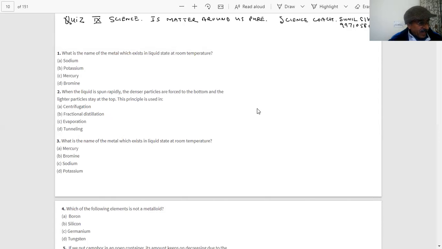What do you use for expressing the concentration of solutions? How do you express the concentration of solutions in your chapter of Matter Around Us? What are you using? Mass percentage. Okay, and are you aware of how many types of solutions there are?